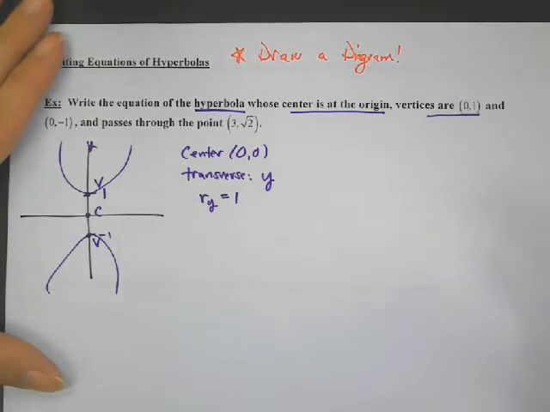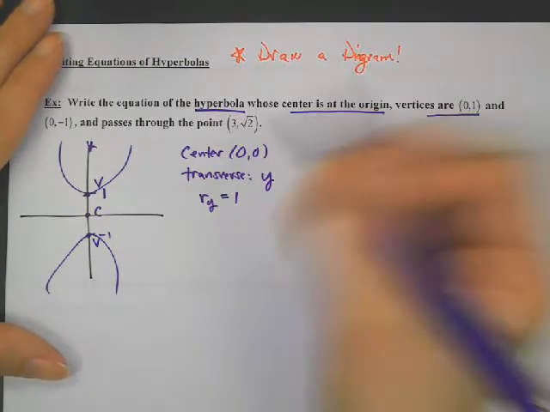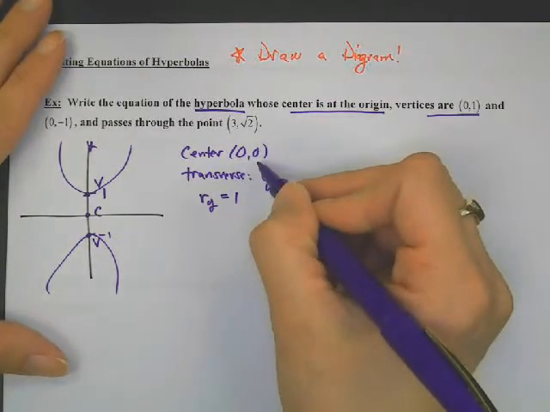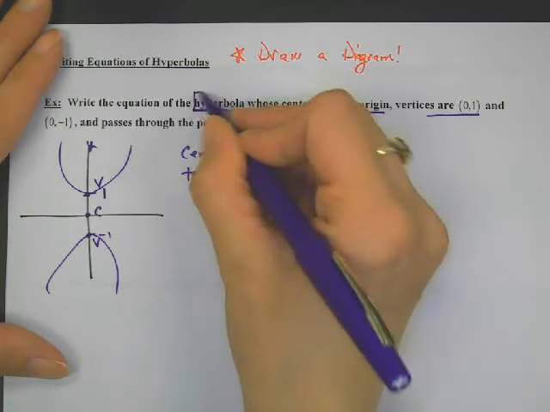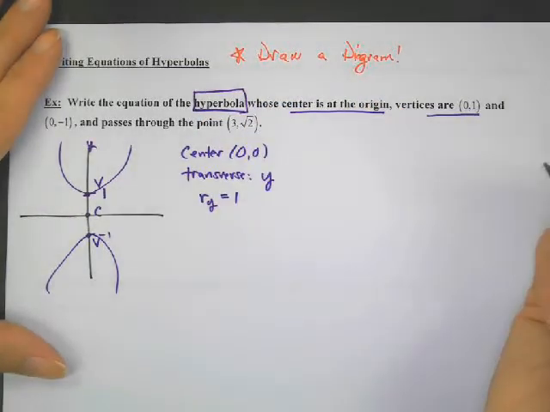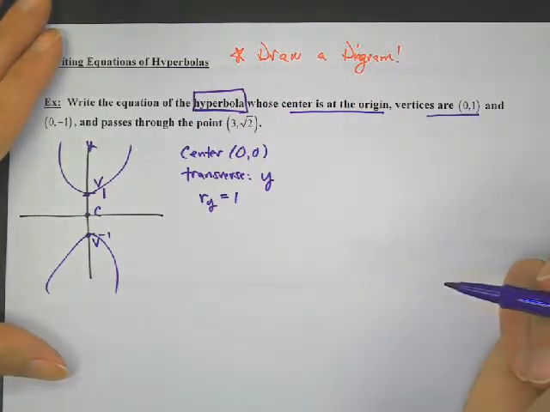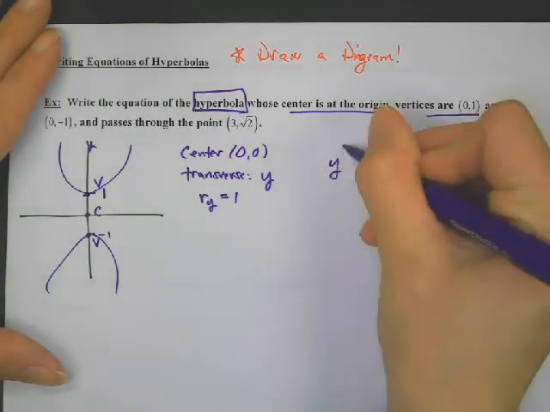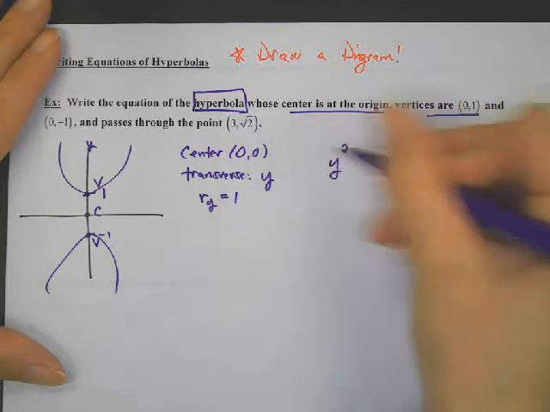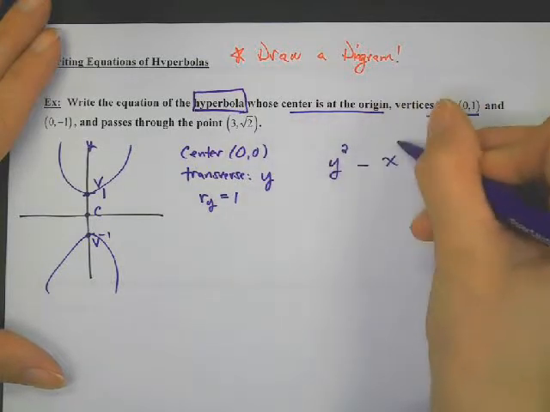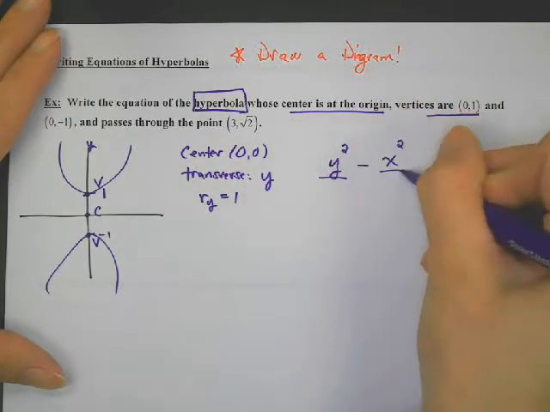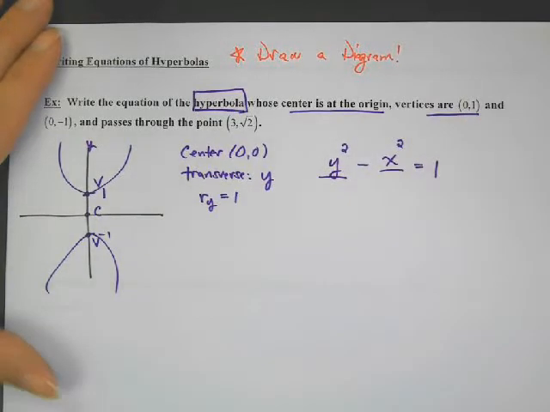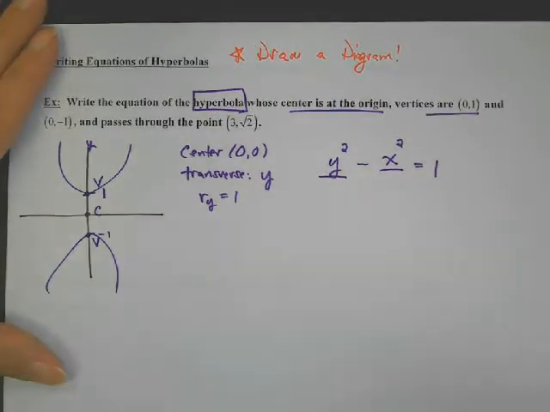Okay, I'm going to write down the equation as best I can. The center is 0, 0. And since it's a hyperbola, we need to put a minus sign. So who is going to go first, the x or the y? Well, since y is the transverse, y will go first. So we've got y squared, the center is 0, 0, minus x squared. We've got to figure out some radii. Equals 1. Okay, we're about halfway there.